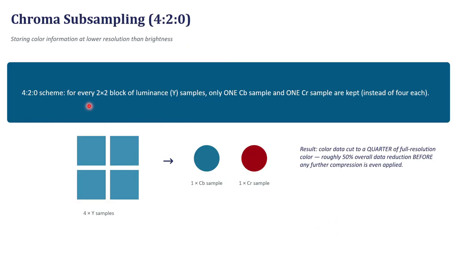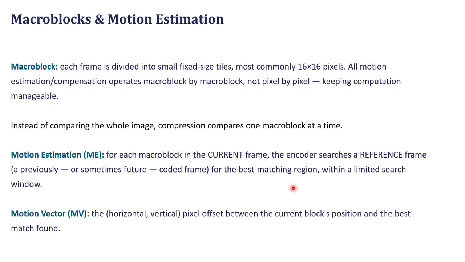So there is a 4:2:0 scheme. Consider if I have 2 cross 2 Y samples, I will store only one Cb and one Cr sample instead of keeping all 4 Cb and Cr values. That is, I'm reducing the Cb and Cr values: instead of 4, I'm storing 1. So I'm reducing 4 values to 1, bringing it to a quarter. And overall data reduction, if I see, 12 bytes would have been needed. Now here only 6 bytes are needed, 4 plus 2. So it is 50% overall data reduction.